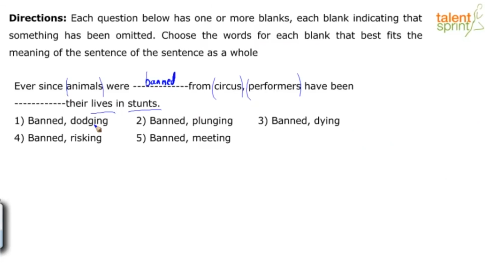Now, some of the options that you guys came back and said, dodging, plunging, these are all stunts that they can do, right? You can dodge in one of the stunts, you can plunge in one of the stunts. But here, we're talking about their lives, right? The correct option is risking their lives. That's your collocation. You've heard people use this expression in various other contexts. Risking their lives. That's the collocation. So the answer is 4. Risking their lives in stunts.